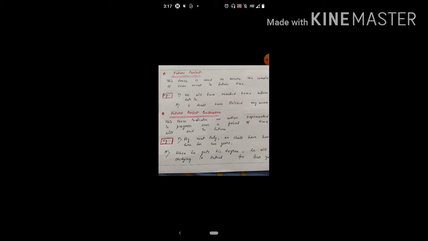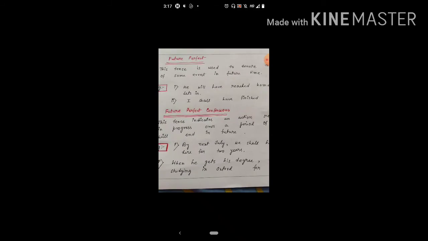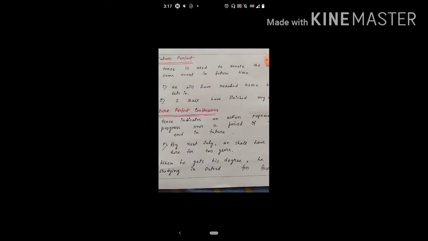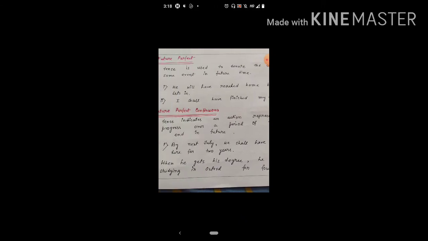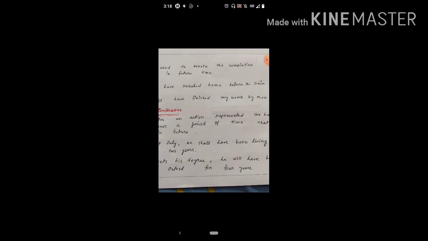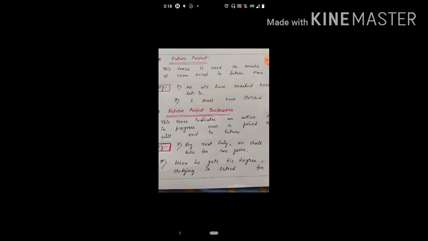Now look at the example of future perfect. Number 1 example, he will have reached home before the rain sets in. That means here future time is denoted. He will have reached home before the rain sets in. The whole example ultimately describes a future event. So, this is an example of future perfect tense.